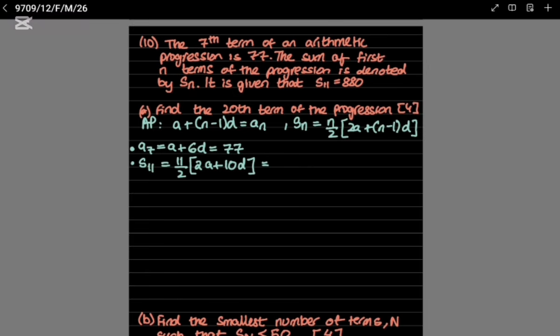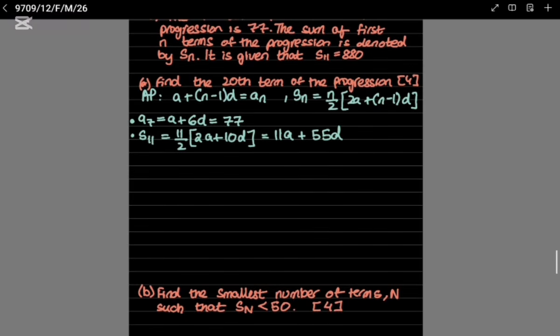Now what does this simplify to? This simplifies to 11a plus 110d, I guess. Let me check. 5.5 times 9. No. This is 55d. Okay. And this is equal to 880. So 11a plus 55d is equal to 880. a plus 6d is equal to 77.